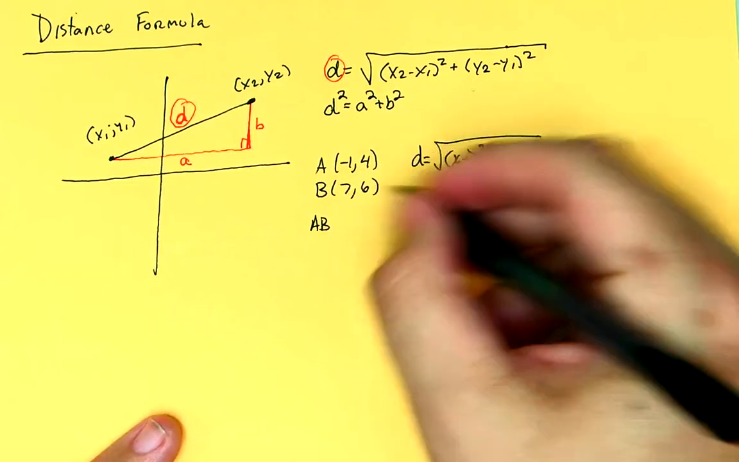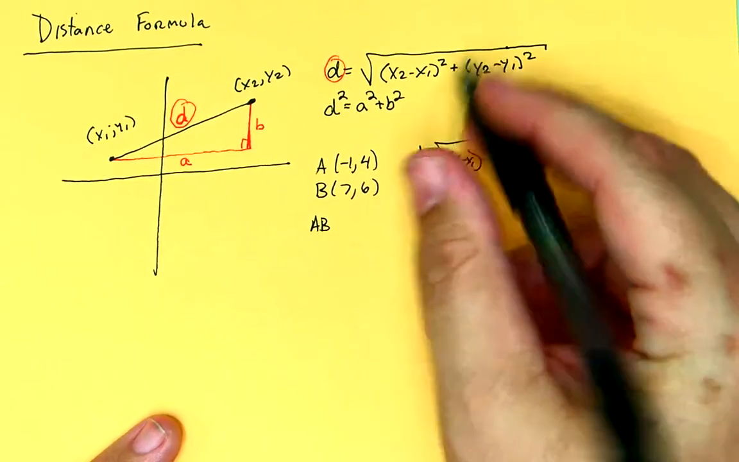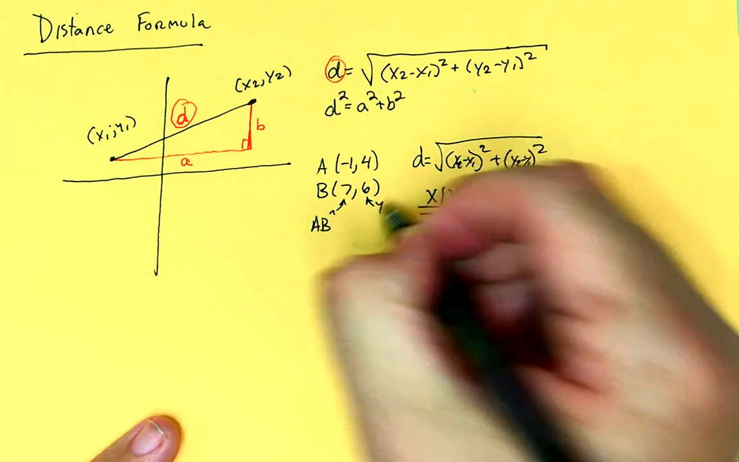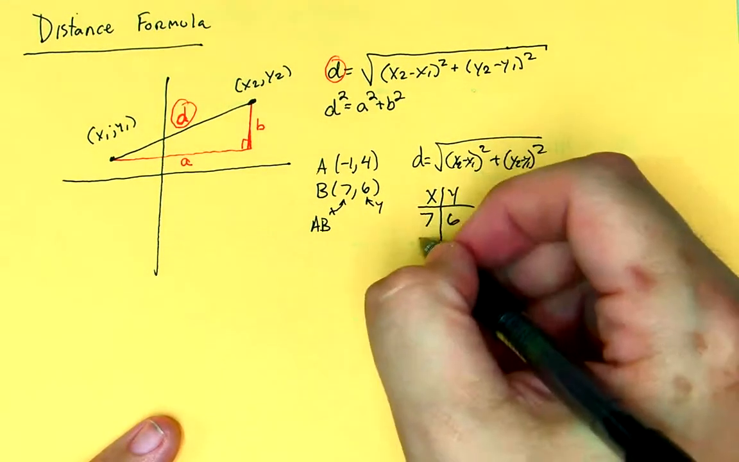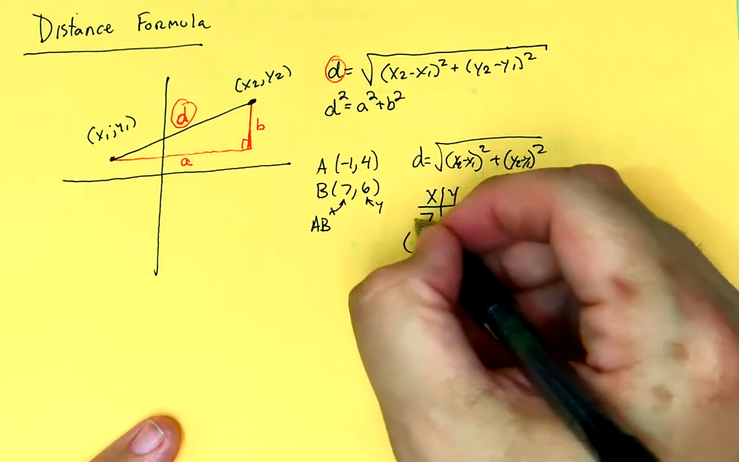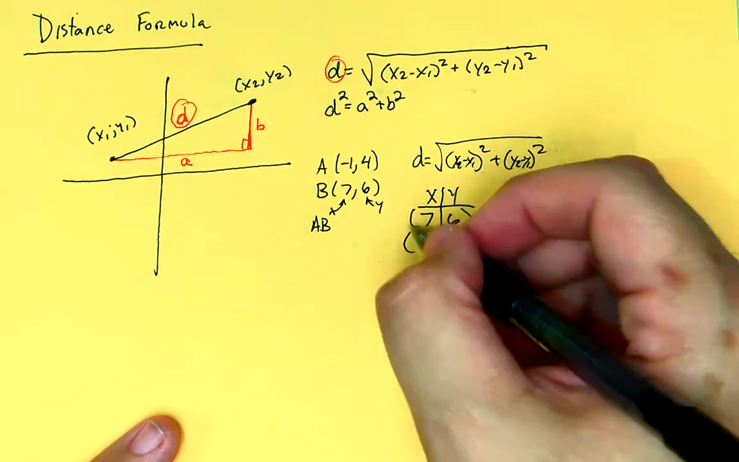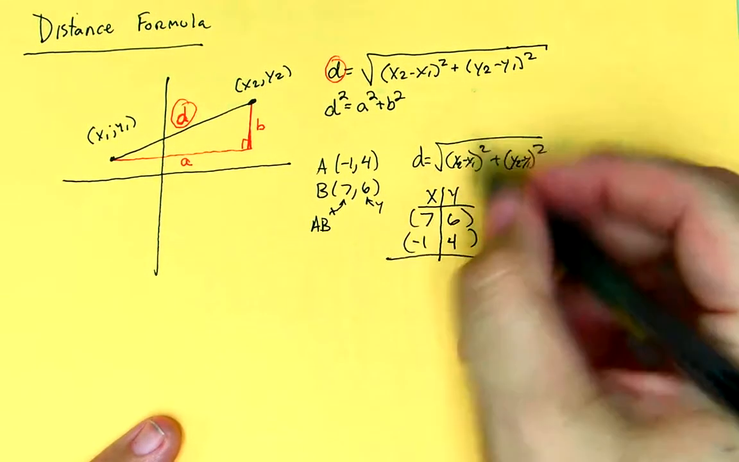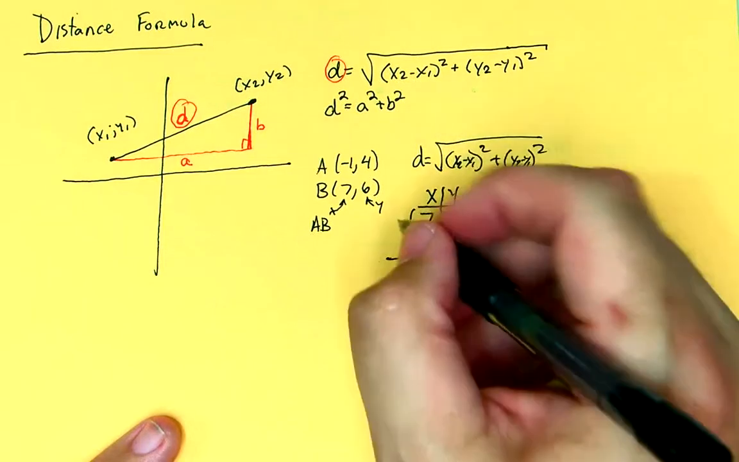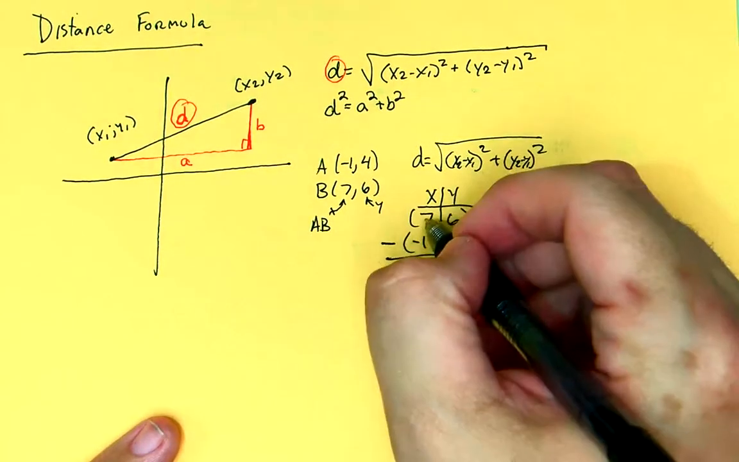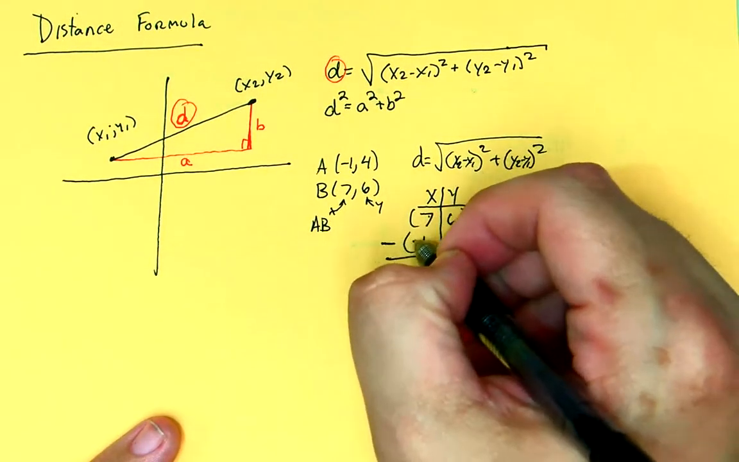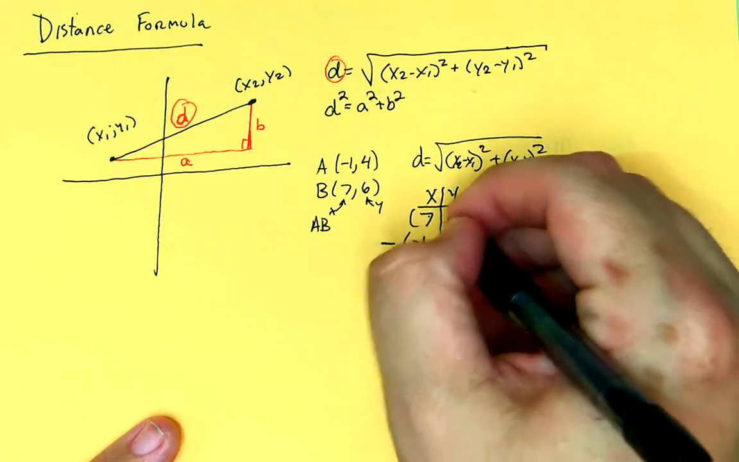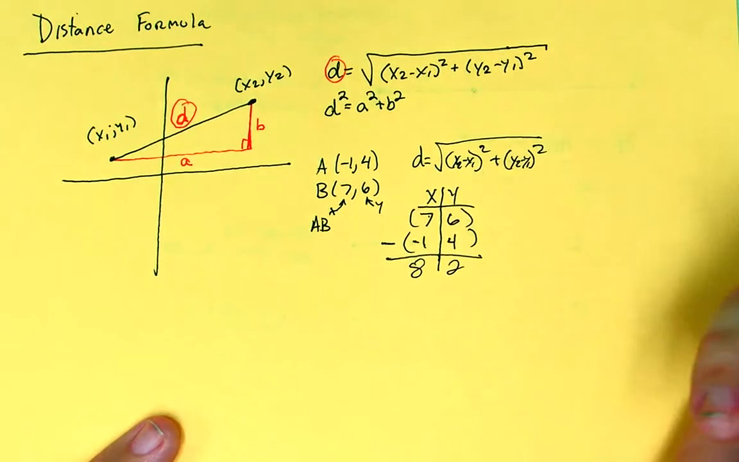Take a point. I'll take B first, 7, 6. I put the x value because there's my x value. There's my y value. I have 7, 6. And then I'll put the next point. Since they're coordinates, we should put them in parentheses. That's -1, 4. And now, since it's subtracting the x's, I'm going to subtract. 7 minus a -1 is 7 plus 1, which is 8. 6 minus 4 is a 2.